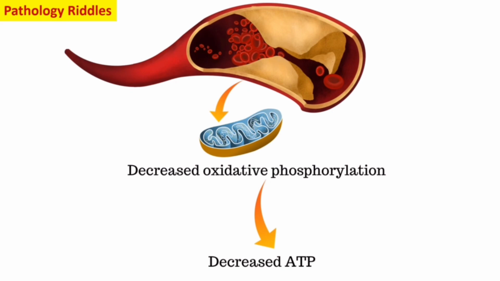The most common cause is when the blood vessel is narrowed or blocked by a clot, especially by this disease called atherosclerosis. So when the blood supply reduces to that particular organ, what happens? The cells of the organ will not have enough supply of oxygen to conduct oxidative phosphorylation. So the oxidative phosphorylation is going to decrease. And if the oxidative phosphorylation decreases, the amount of ATP generated also decreases.